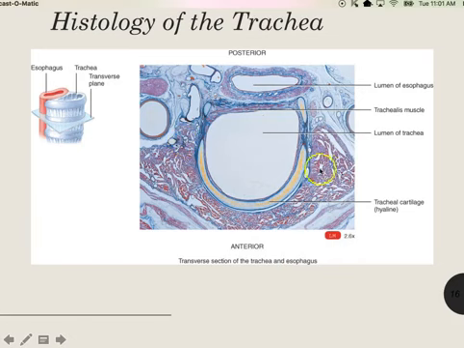What you're looking at in lab is basically a transverse section through the trachea, and you're probably only seeing a small little area like that.